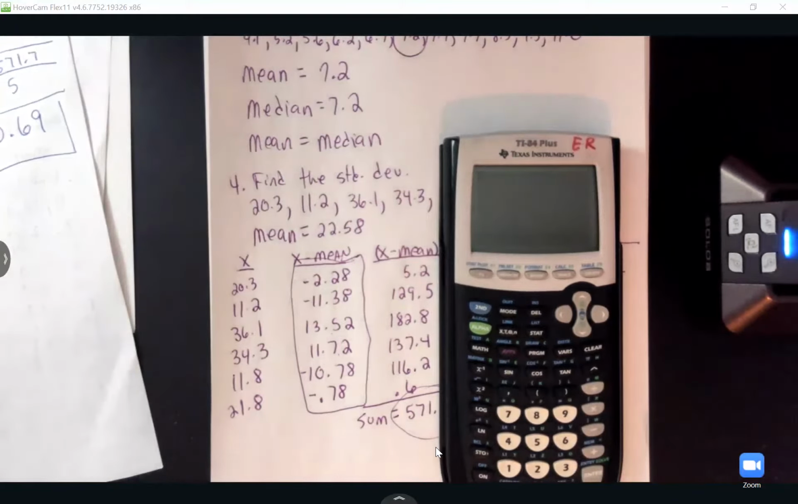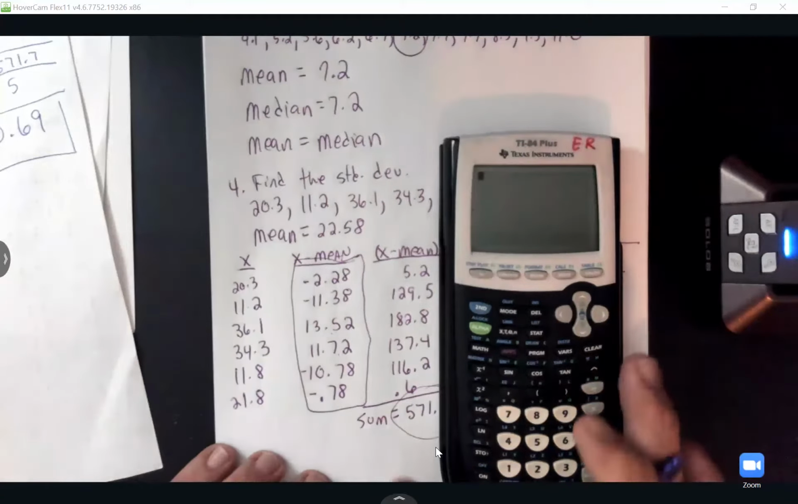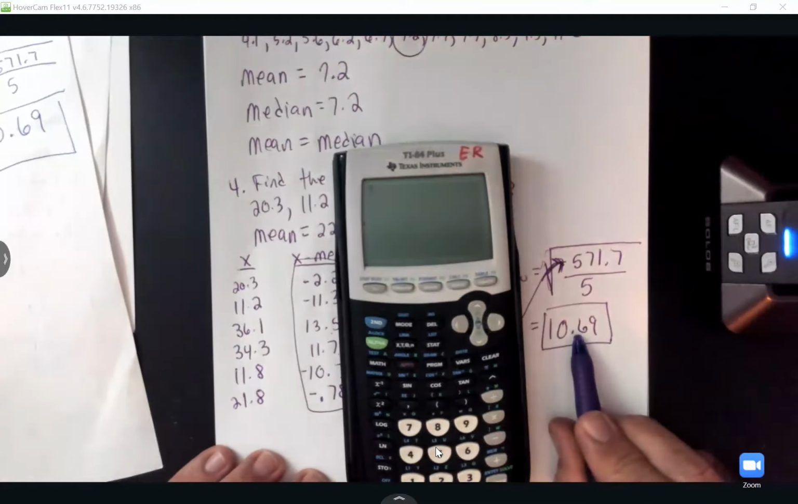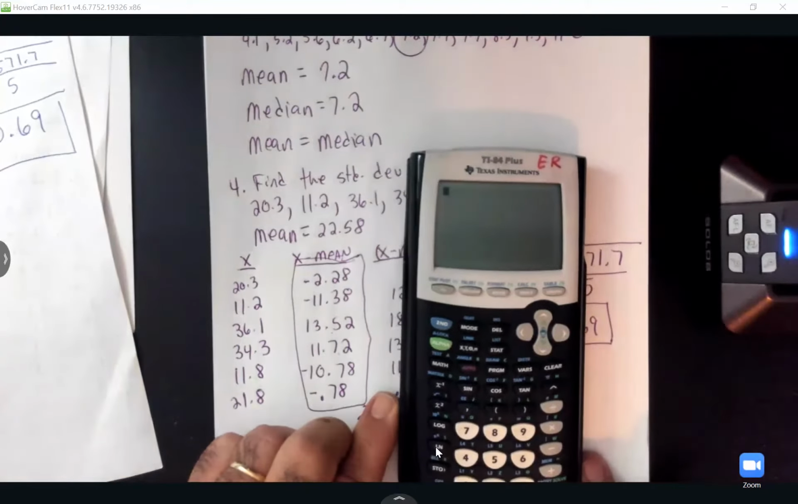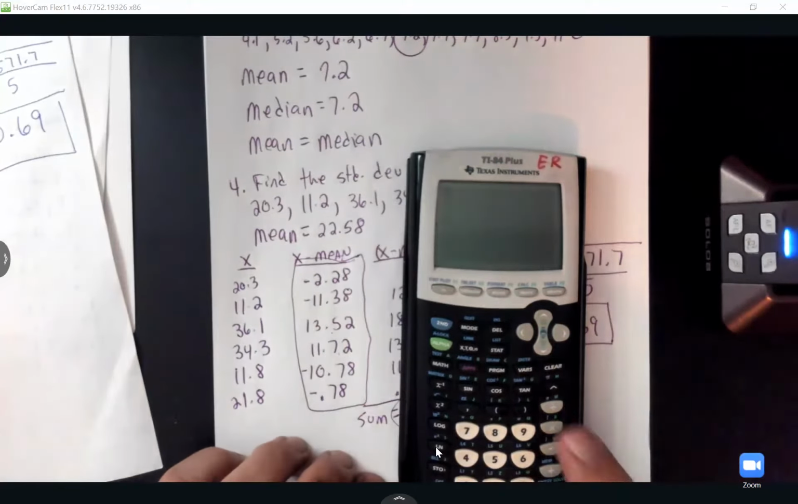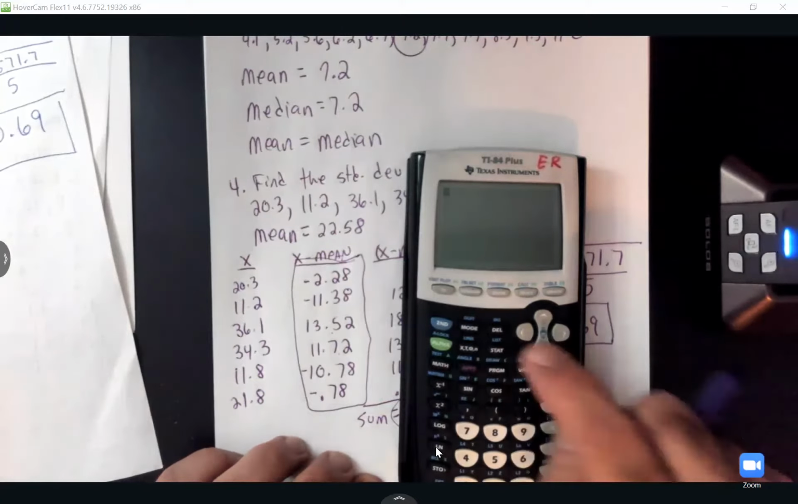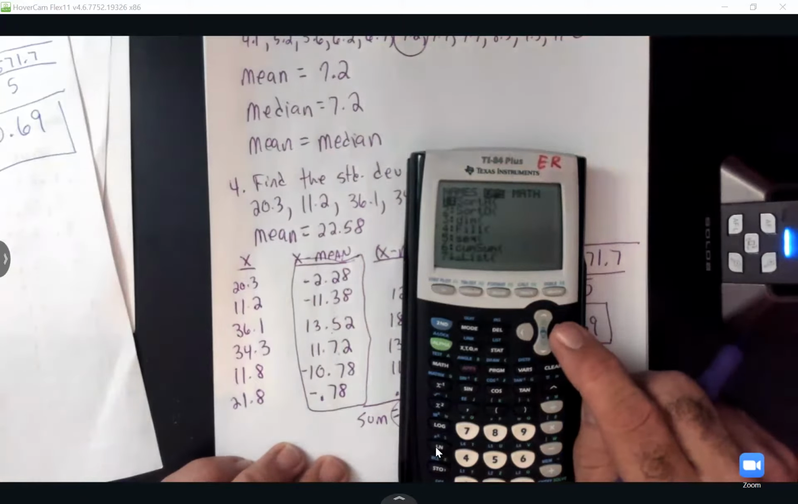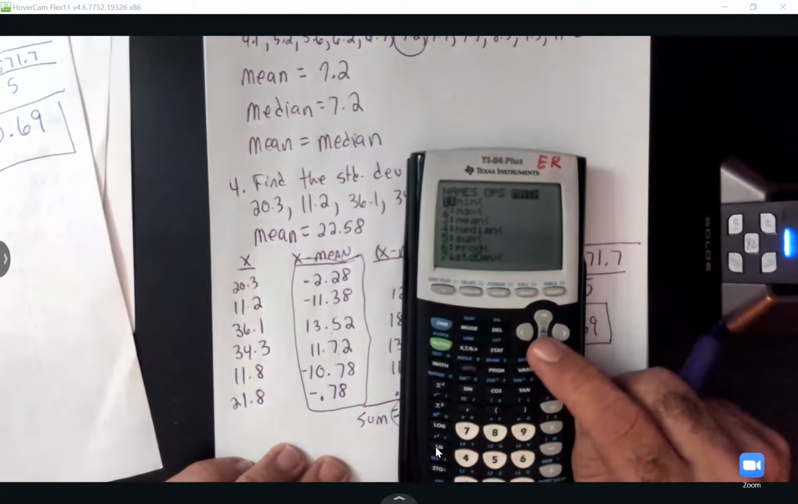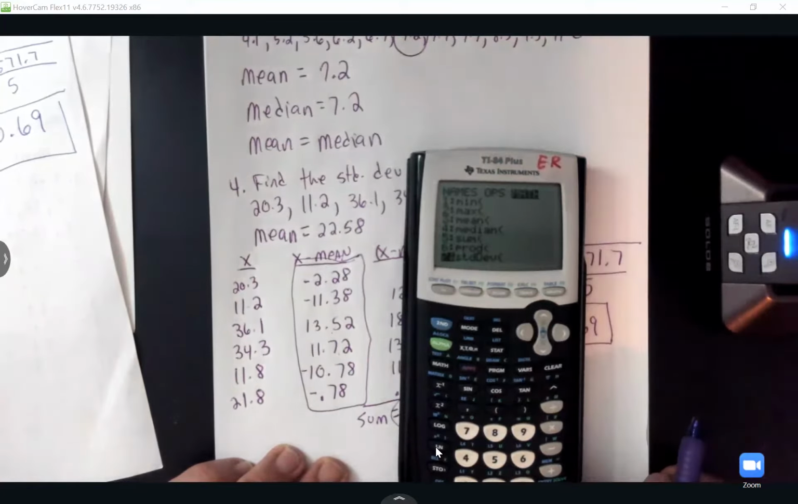So I'm just going to cut to the chase. They want the standard deviation on this problem. We came up with 10.69. Let's see what the calculator tells us. So now for everything else, I'm going to hit second stat, okay? So second stat, arrow over to the math. And we want standard deviation. So we're going to go down to number 7 and hit enter.